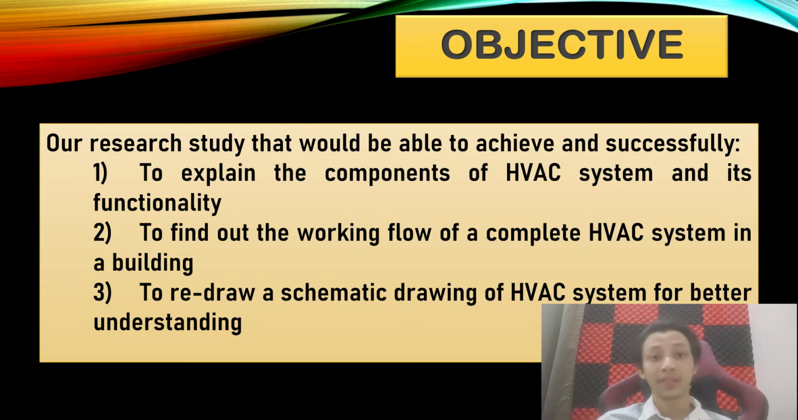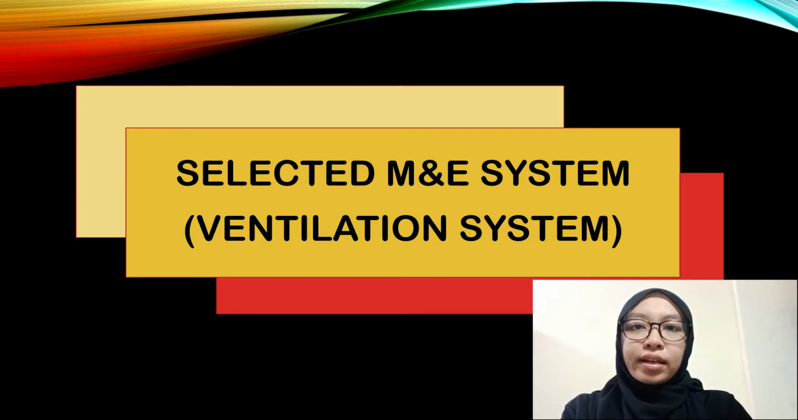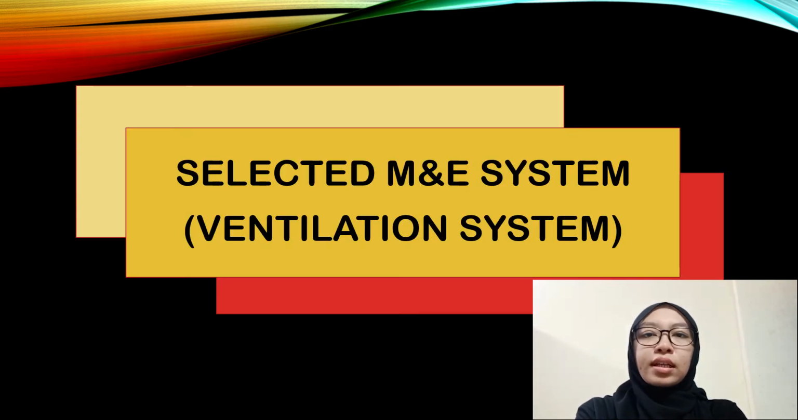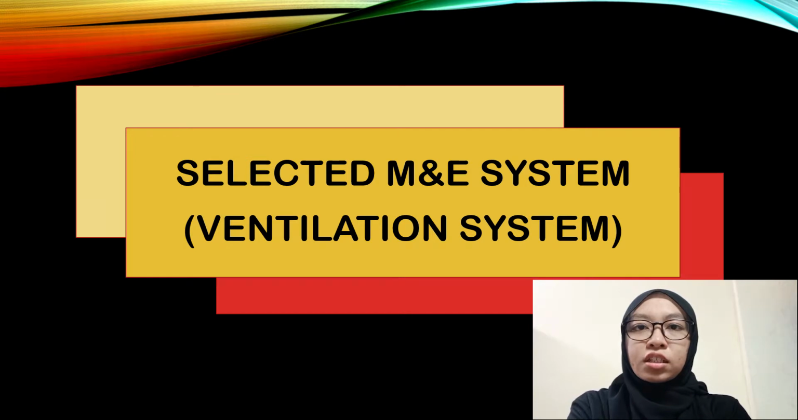Next, the objective. The objective of our study: the first one is to explain the components of HVAC system and its functionality. Second, to find out the working flow of a complete HVAC system in a building. And the last one is to redraw a schematic drawing of HVAC system for better understanding. Next, I will present our selected M&E system, which is ventilation system.